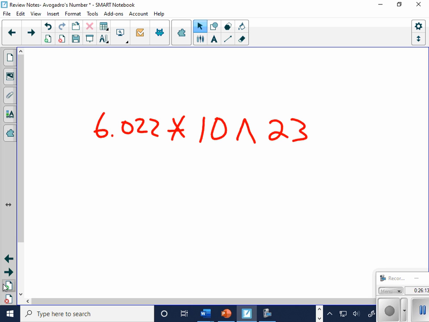When you are doing Avogadro's number, type in 6.022, hit second function, the EE button, and it should give you a little e, and then type in 23. That is scientific notation in your calculator. Make sure that you use that E button, please, because it'll screw everything up if you do not.